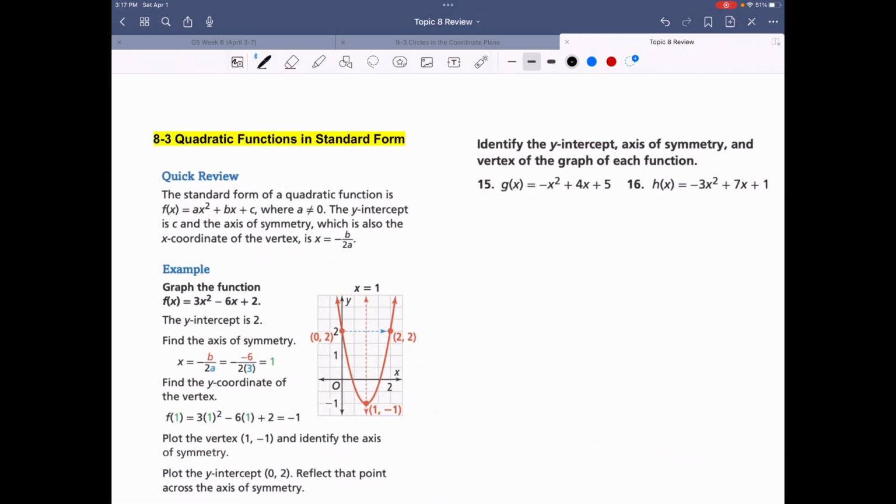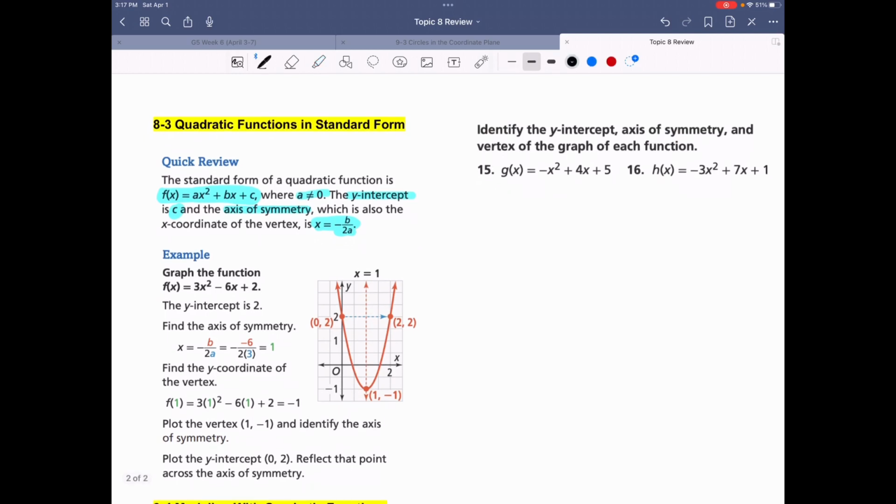When we studied 8-3, we studied quadratic functions in standard form. And the standard form is this: f of x equals ax squared plus bx plus c. And in this case, a does not equal 0. The y-intercept is c. And the axis of symmetry, which is also the x-coordinate of the vertex, is x equals -b/2a.